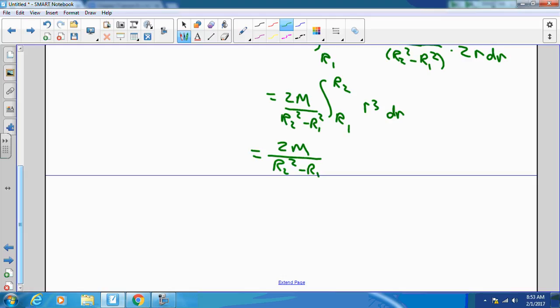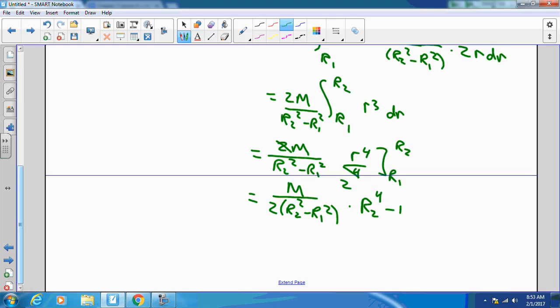So that I get this guy right here, and I get r to the fourth over 4, from R1 to R2, which gives me now a really interesting relationship where we have one factor of 2 canceling, so that I get M over 2 times R2 to the fourth minus R1 to the fourth, over R2 squared minus R1 squared. Yeah, that looks really horrible as a result.